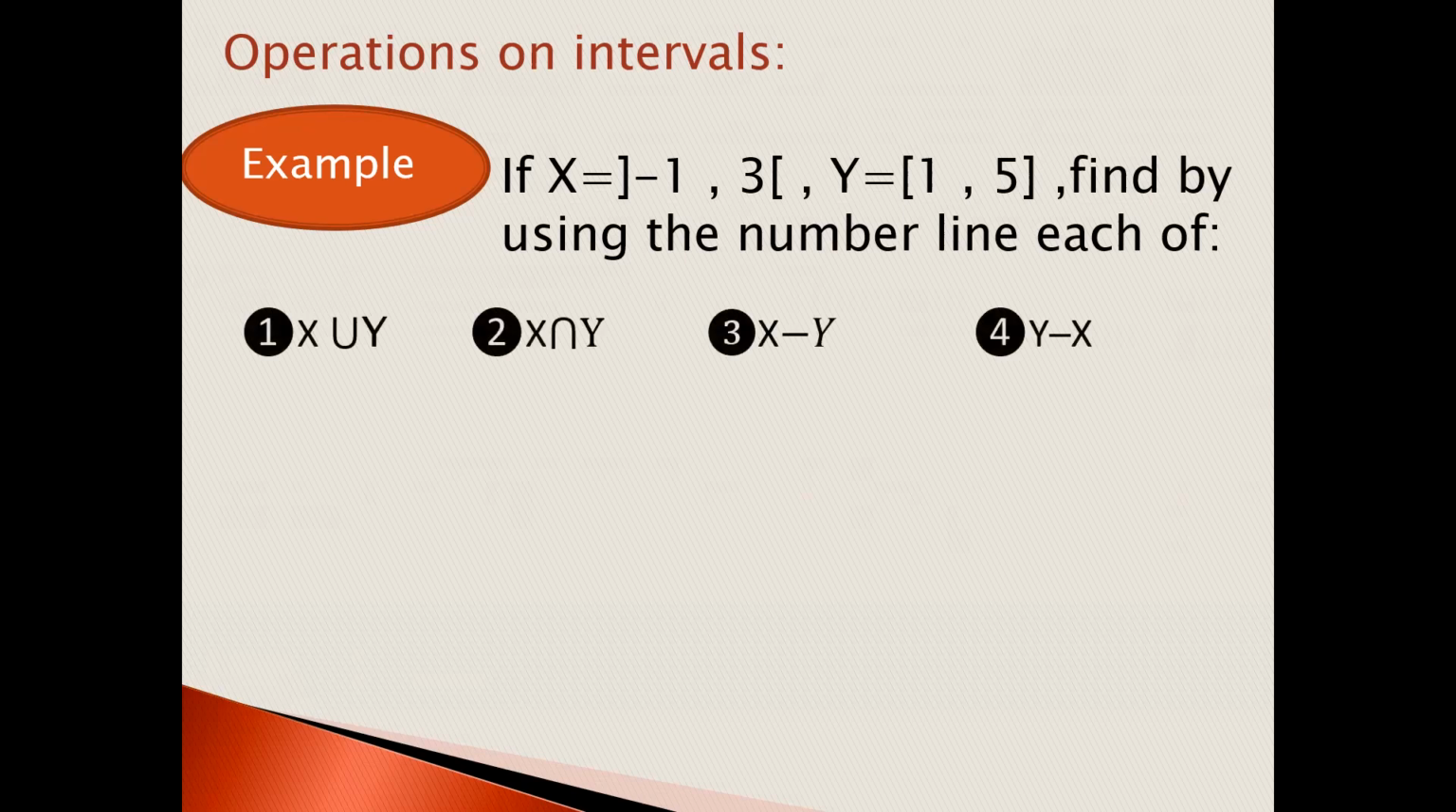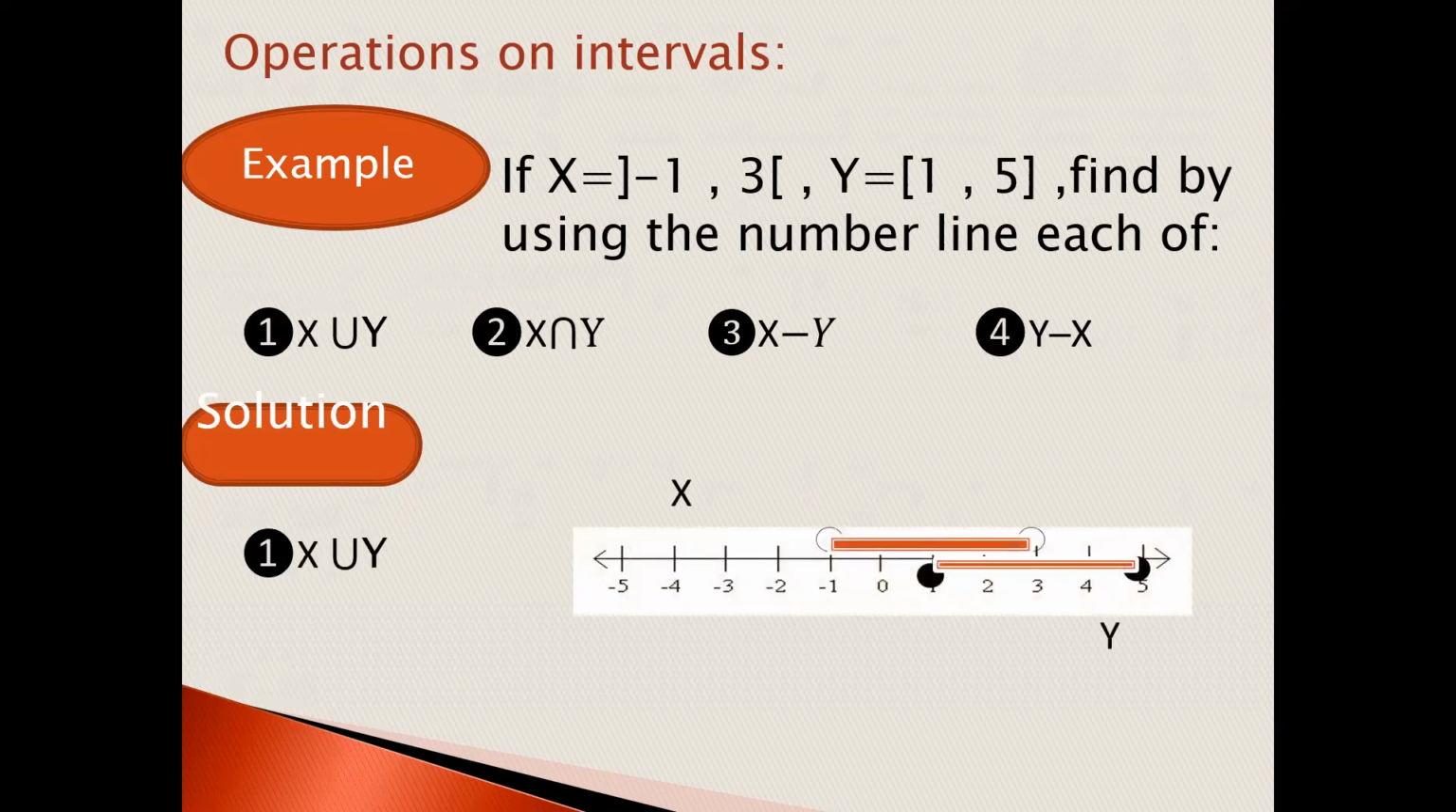Here I have x union y, x intersection y, x difference y, y difference x. First, x union y. What's the meaning of union? I want the union between x and y. So first, I'll draw x on the number line. X is negative 1 and 3, negative 1 open, 3 open. Y is 1 closed and 5 closed.